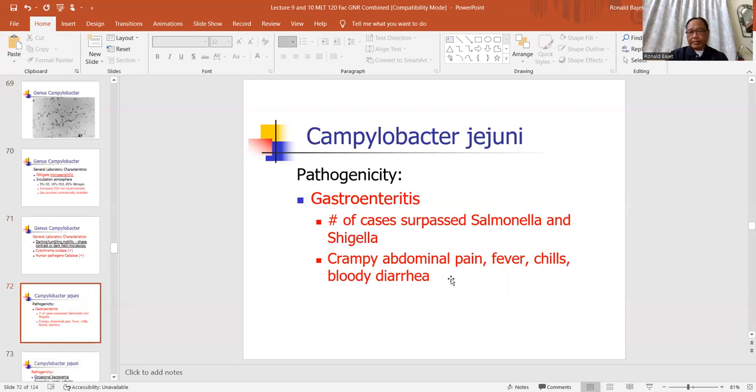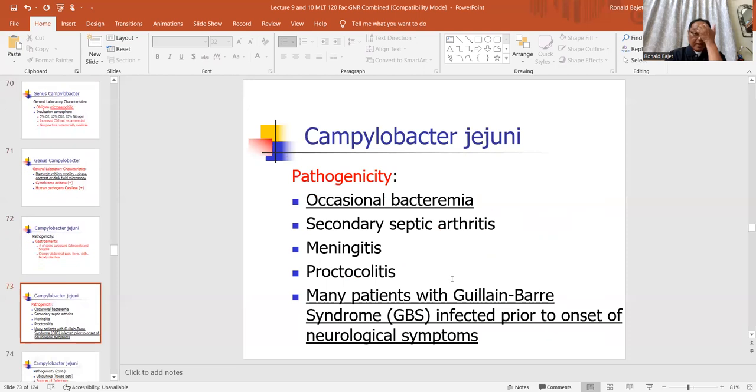Campylobacter jejuni, like I said, is the main pathogen, causes gastroenteritis. The number of cases is actually more than Salmonella and Shigella. It causes crampy abdominal pain, fever, chills, and bloody diarrhea. So it's not a good organism to be infected with. Causes occasional bacteremia, it's focusing on gastroenteritis.